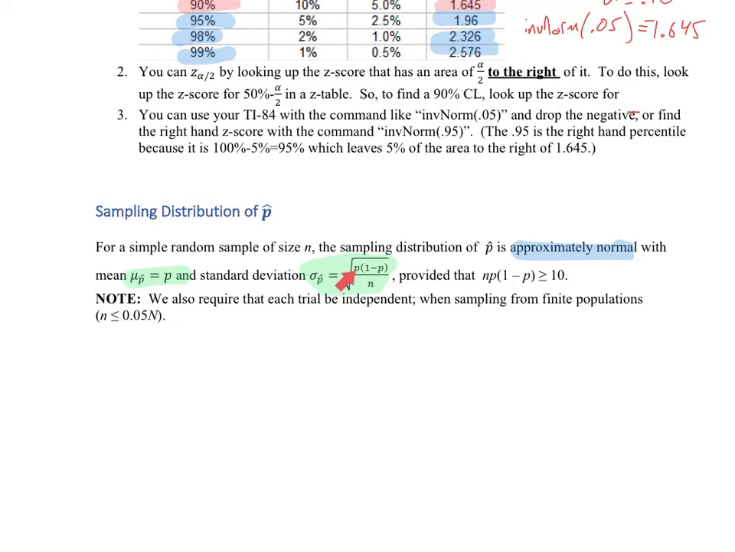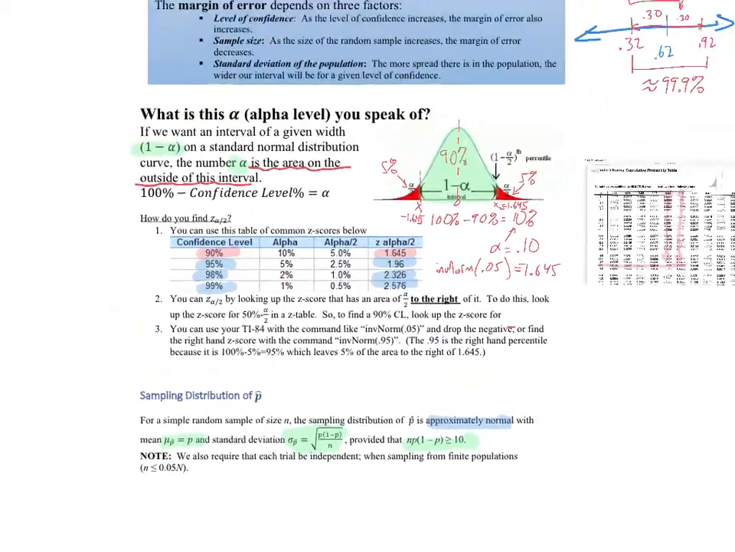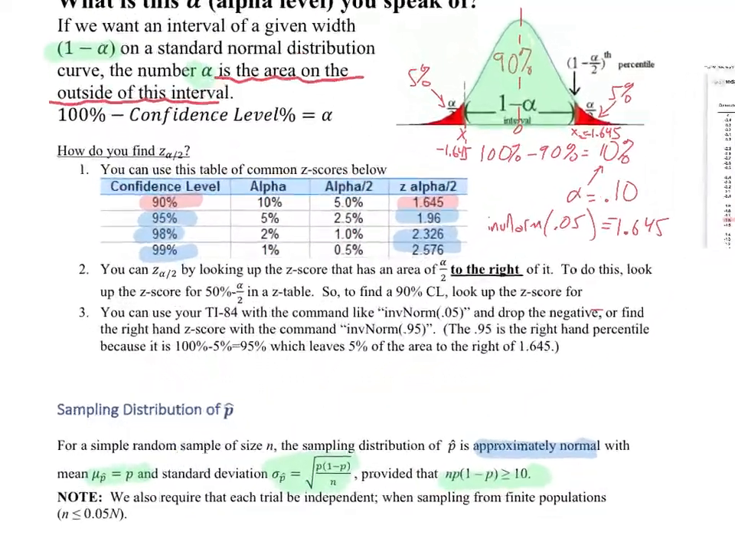p, the given proportion, times 1 minus p, divided by n, square rooted. And all of this depends on whether np times 1 minus p is greater than 10. Because if this is true, then it's normal. If this is not true, it's not normal. Our n is not big enough. Okay? All right. So let's apply that a little bit here.